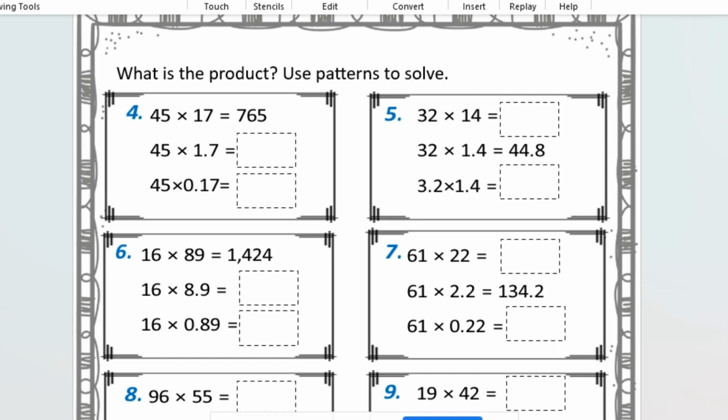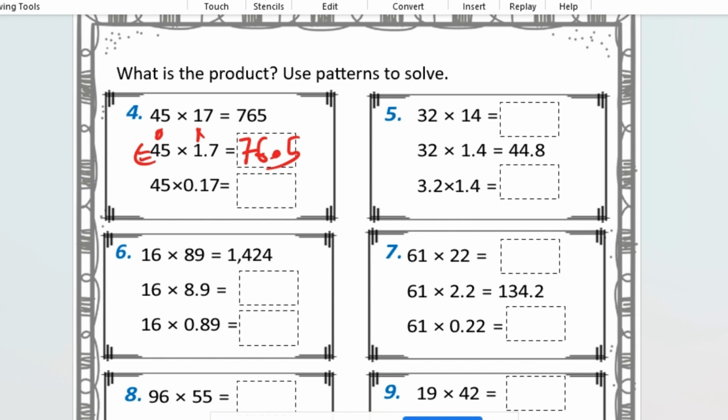Let's find now what is the product here. These questions should be very simple for you guys. 45 times 1.7, you just multiply 45 times 17, this will become 765. Here we have how many numbers after the decimal point? Here we have 0, here we have 1, so the decimal point moves 1 unit to the left, so the answer should be 76.5.